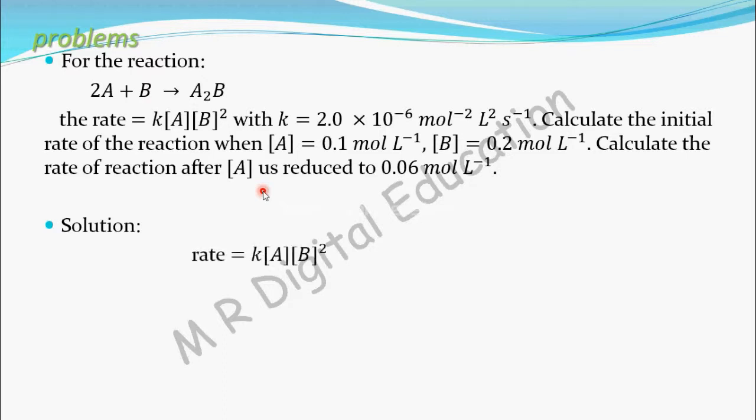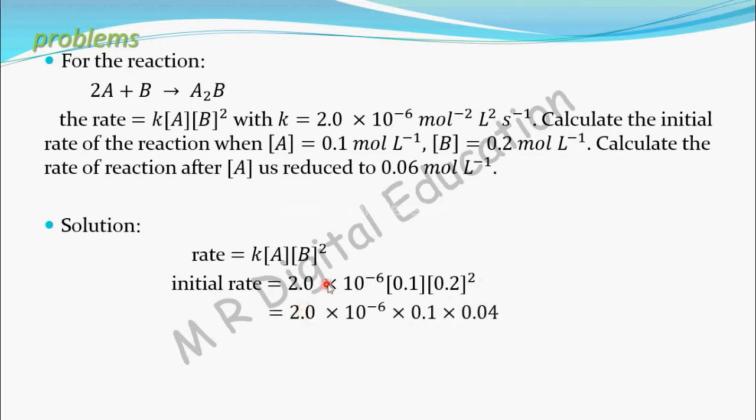Let's see the solution. He gave this rate law, that is rate equal to K into concentration of A into concentration of B to the power 2. Now we have to find the initial rate. So he gave K, that is 2.0 × 10^-6. Substitute K, and he gave the initial concentration of A, that is 0.1, and that of B as 0.2. Substitute in this equation: 0.1 into 0.2 to the power 2.